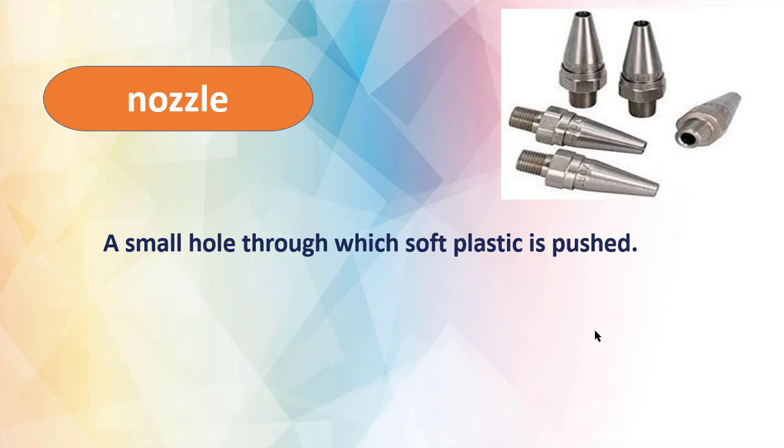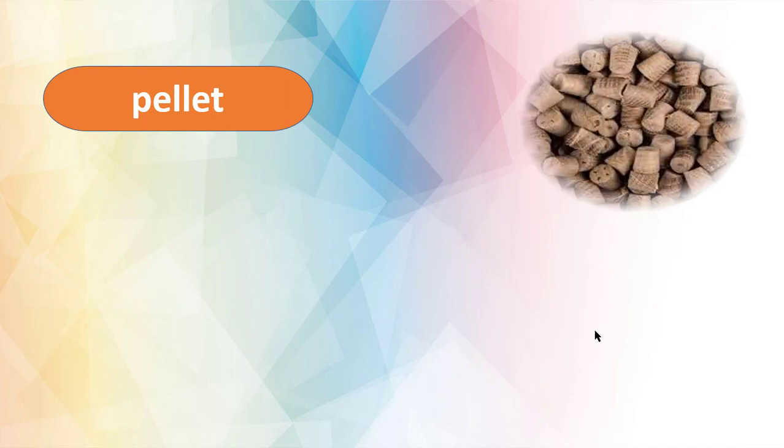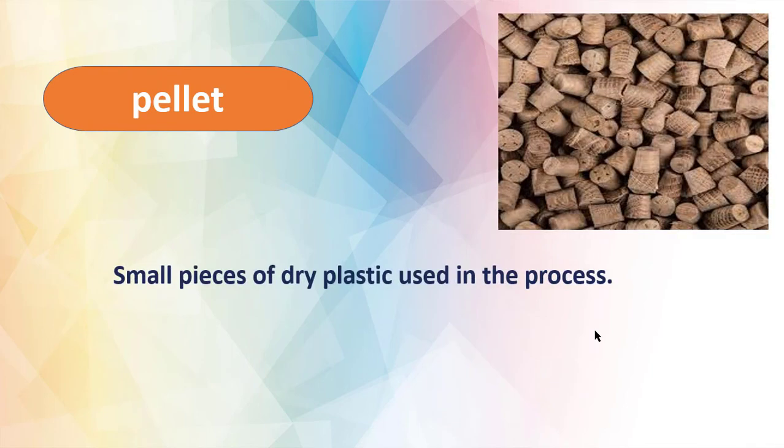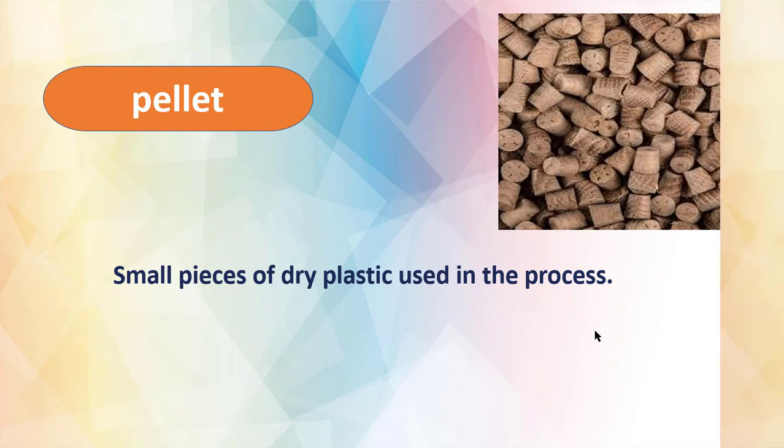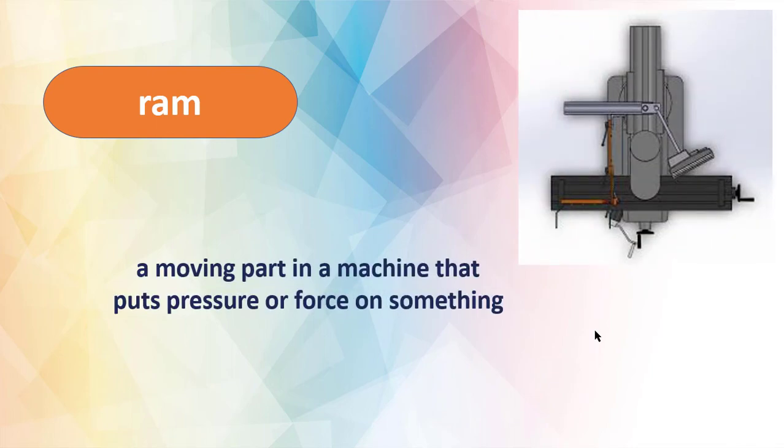Our next word is nozzle. Nozzle means a small hole through which soft plastic is pushed. Pellet: small pieces of dry plastic used in the process. Ram: a moving part in a machine that puts pressure or force on something.